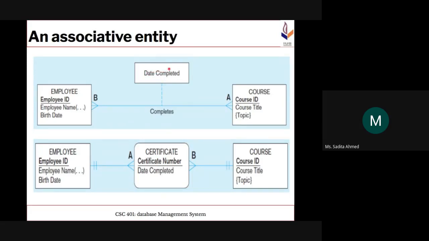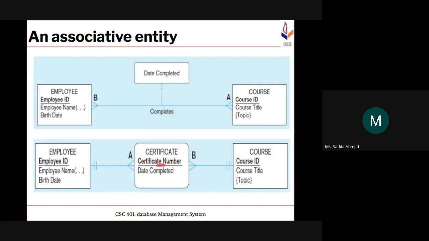Now, on the more important topic, the same thing could be represented using an associative entity. Right? So what will we do with an associative entity? I will create a new entity. I will put the relational attribute in this new entity. And the associative entity will have its own primary key as well. Certificate number, let's say, becomes its primary key.